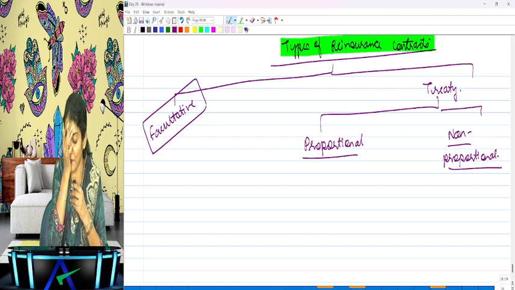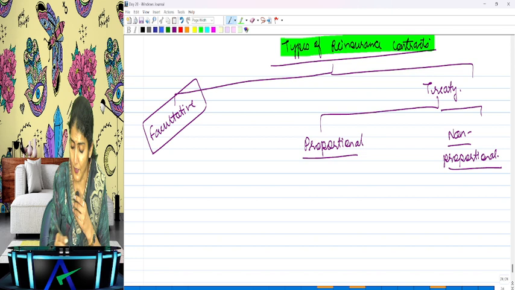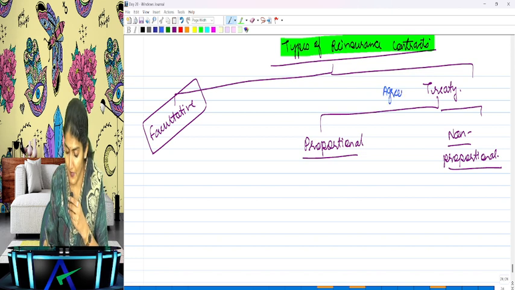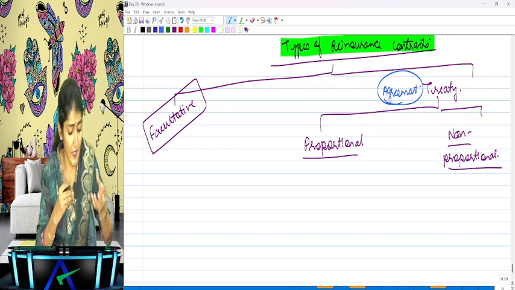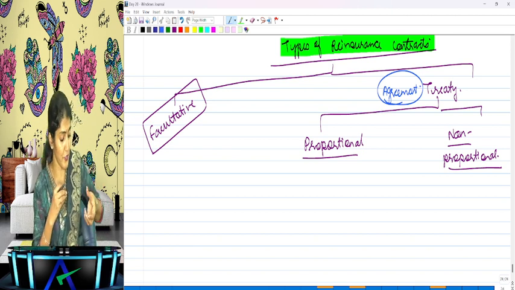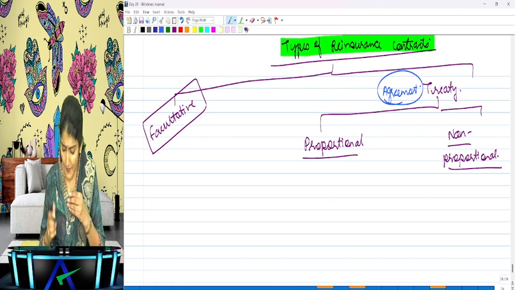What are the types over there? Facultative and the treaty. Treaty means what? You enter into an agreement. Now, facultative. That means, say, these are the insurance policies which I have issued during the year. I am insurance company A. Listen to me carefully.